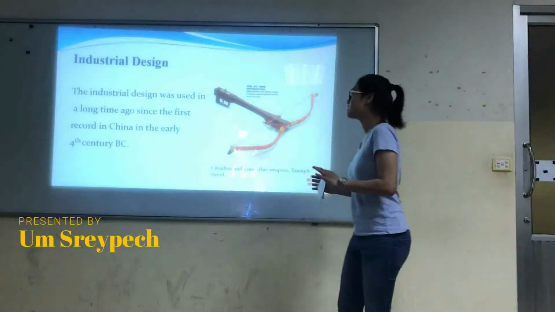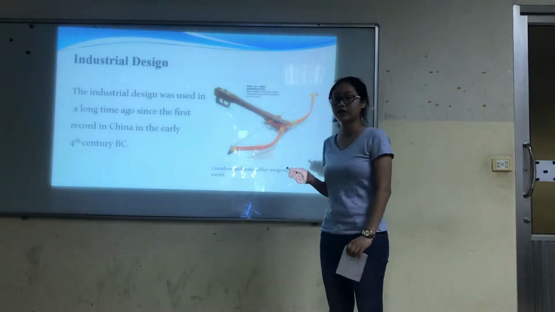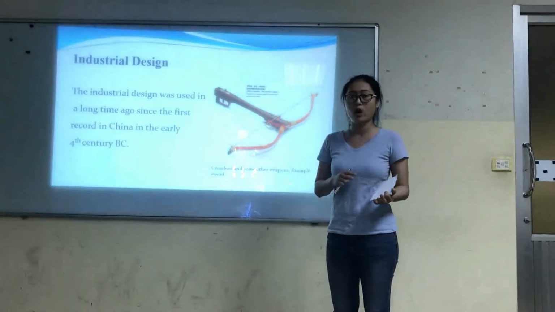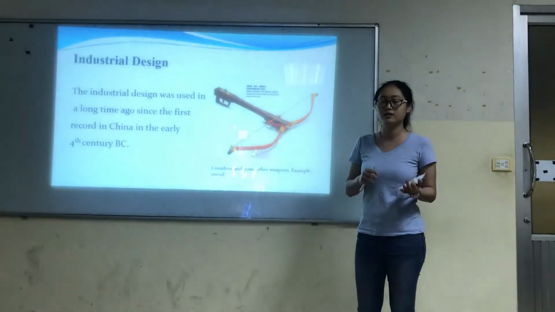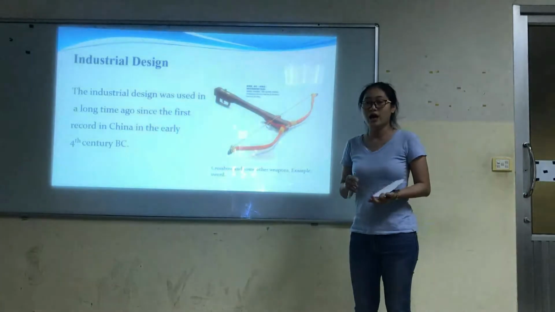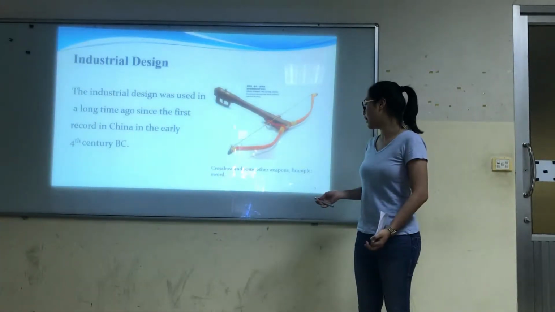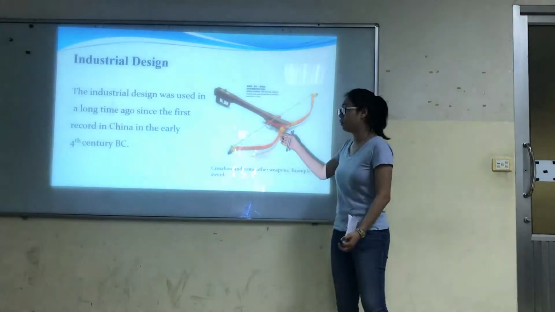Thank you. My name is Omberto, and I'm going to present the industrial design history. Industrial design was used a long time ago, but the first record was in the 4th century BC in China. China created the first crossbow and some other weapons, for example, the sword.